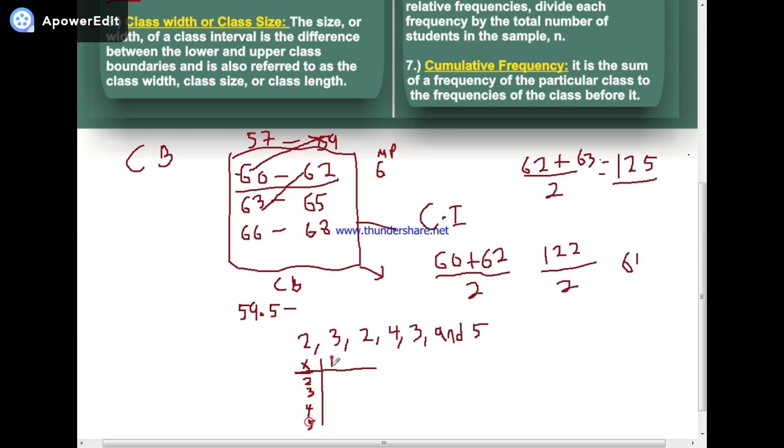So, for you to now get your frequency, how are you going to do it? That means, how many 2 do we have in the group data there? That is 1, 2. So that means we have 2. So how many 3 do we have? 1, 2. So that means we have 2. And how many 4 do we have? We have 1. How many 5 do we have? That is 1. So that means this is what? Frequency.